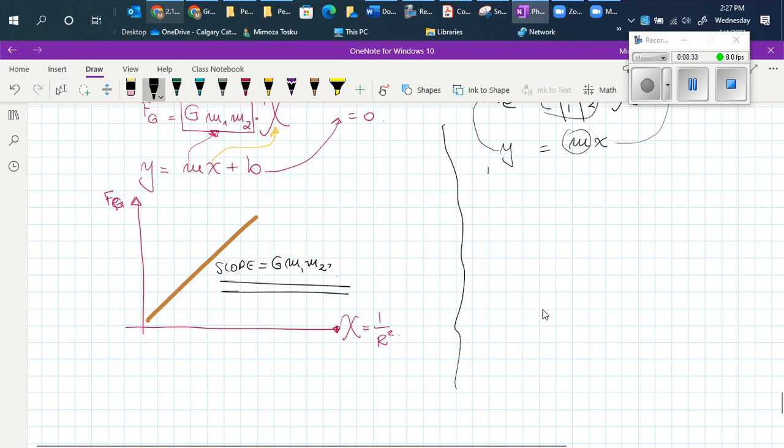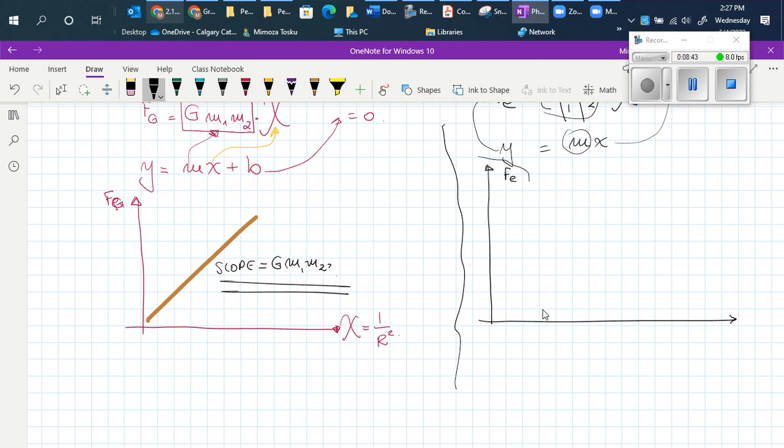Having a straight line means that we modify the axis now, with the vertical axis still being FE, but the horizontal axis being 1 over r squared. Then the line is a straight line, and on this straight line, the slope will be KQ1 Q2.